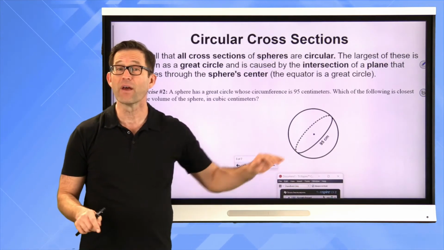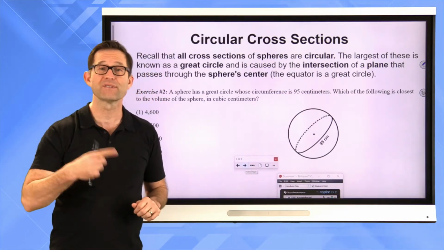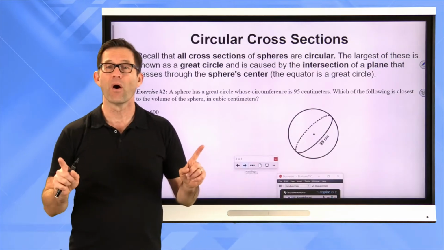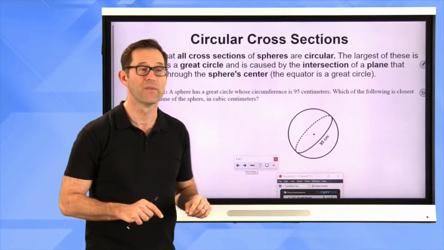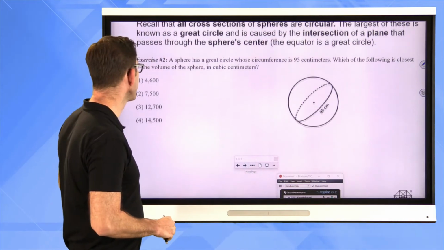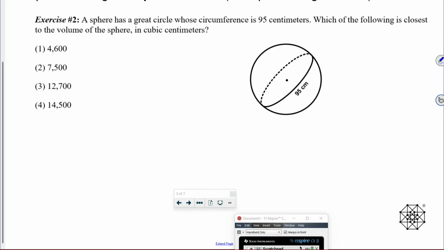But at the end of the day, if I took a sphere and cut it any which way with a plane, that cross-section would always be circular, but we'll always get the largest circle when that cross-section passes through the circle's center. Now let's take a look at exercise number 2. This one's a fun one. A sphere has a great circle whose circumference is 95 centimeters. Which of the following is closest to the volume of the sphere in cubic centimeters?